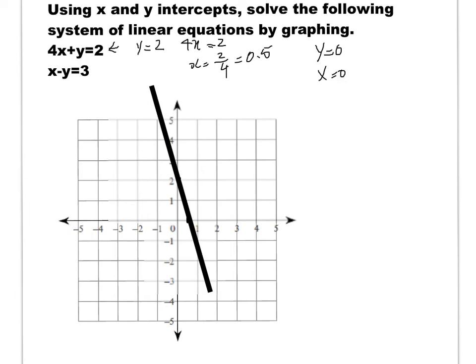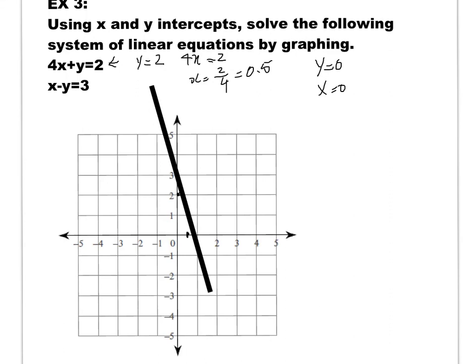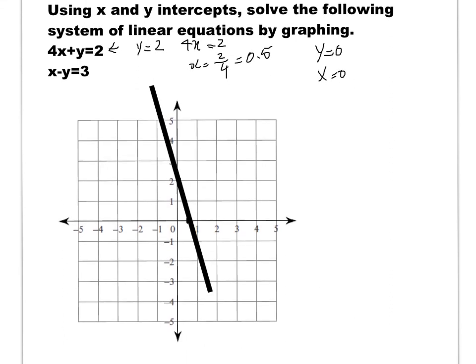So for the x-intercept, again, we are going to set y equal to 0, so x is going to be 3. And then for the y-intercept, I set x equal to 0, so I get negative y equal to 3, or y equal to negative 3.